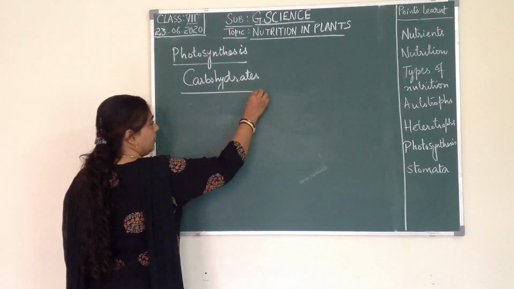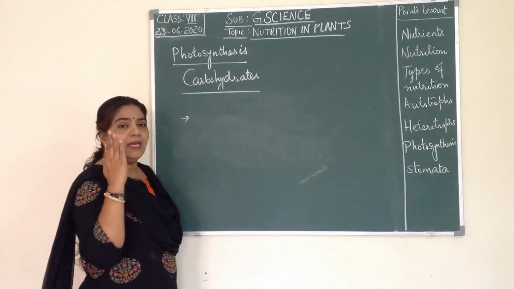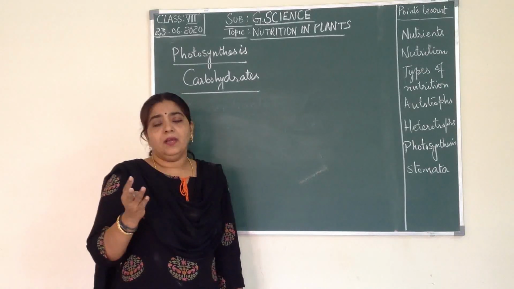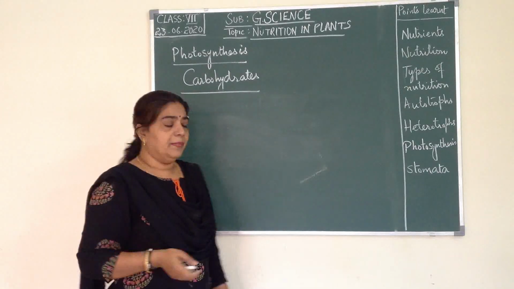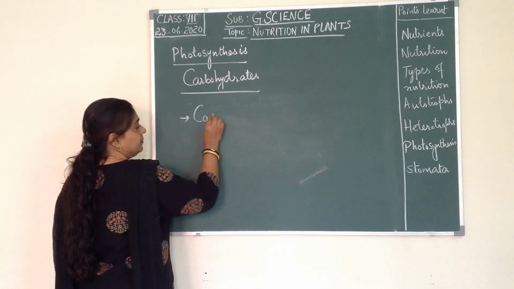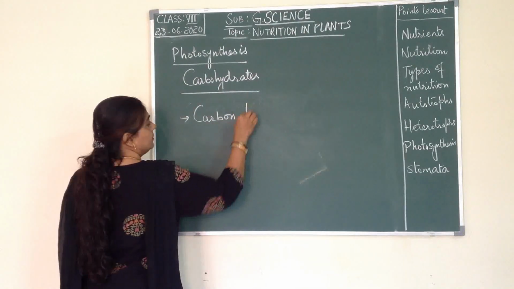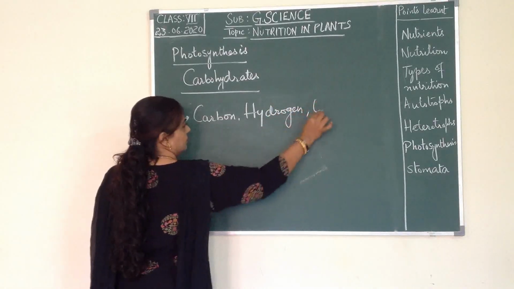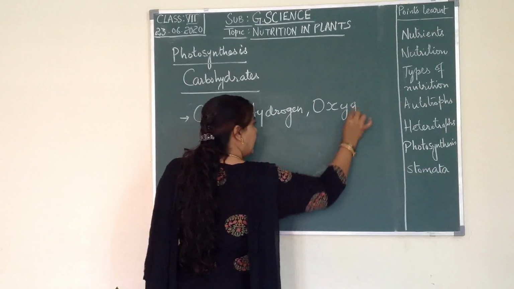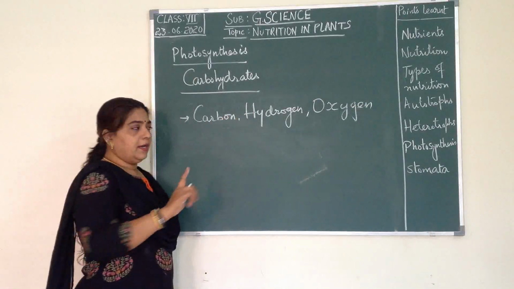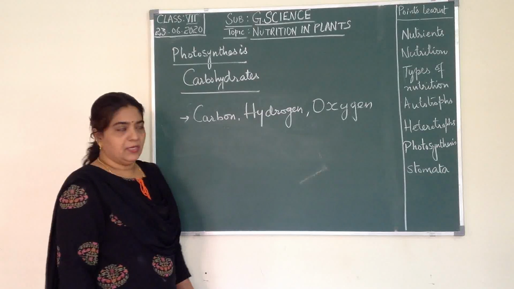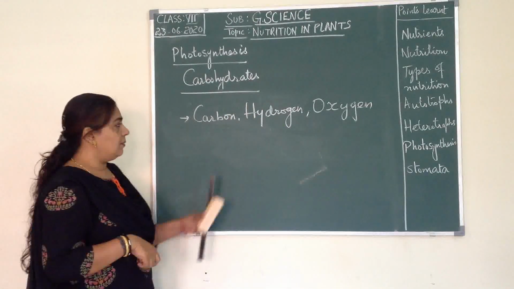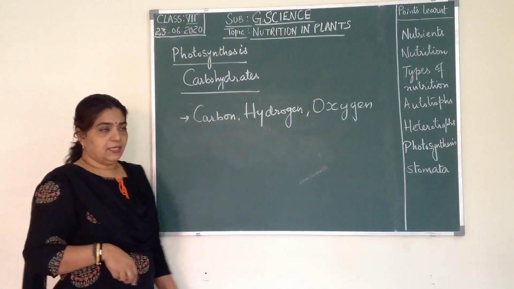Chemically, carbohydrates are made up of three components, or we can say three elements, that is carbon, hydrogen and oxygen. So you take any carbohydrate, they contain these three components, carbon, hydrogen and oxygen.